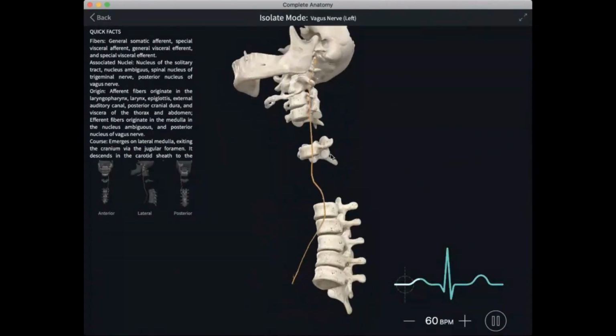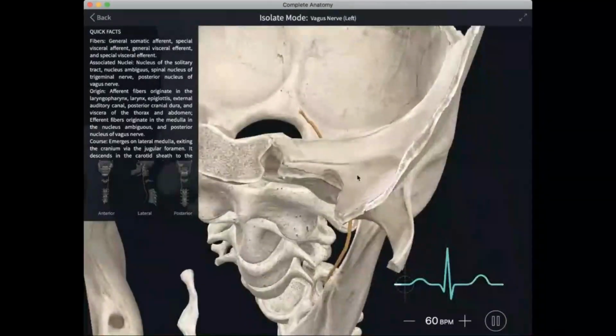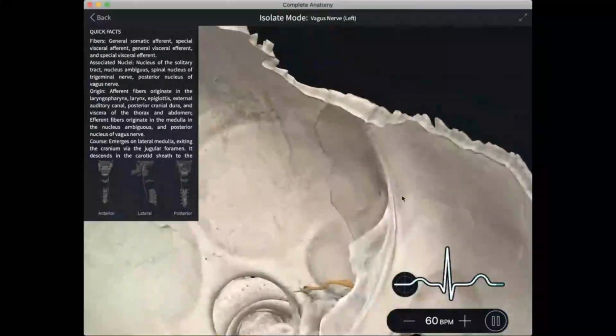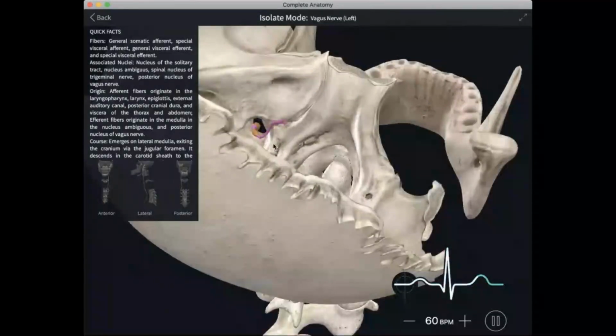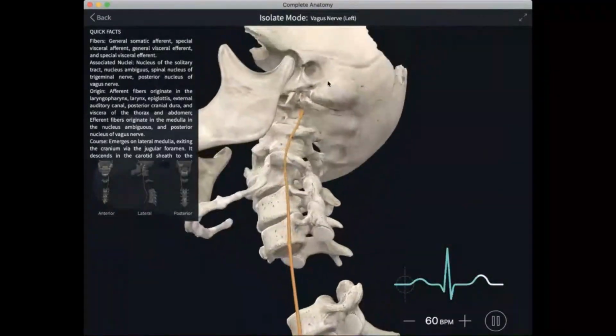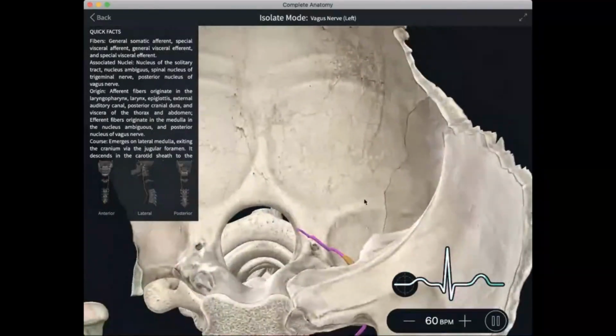This is the place where the vagus nerve is coming. Here you can see the origin point of the vagus nerve. It is exiting through the base of the skull. It is a mixed nerve, having sensory fibers, motor fibers, and also autonomic nervous system fibers. It's coming out of the skull through the jugular foramen.